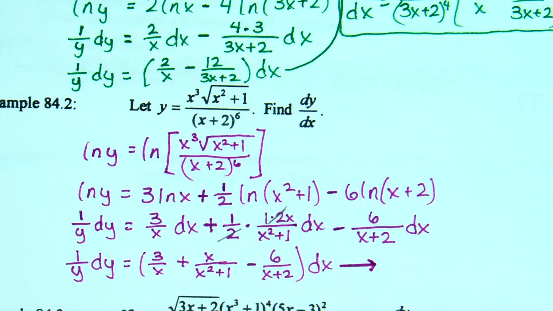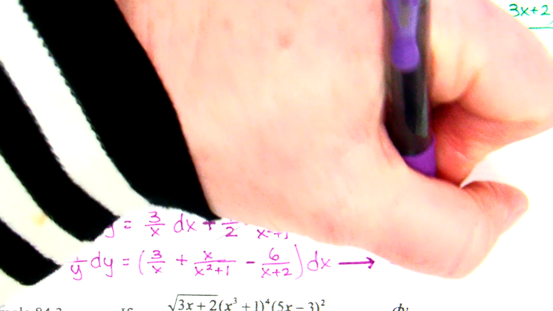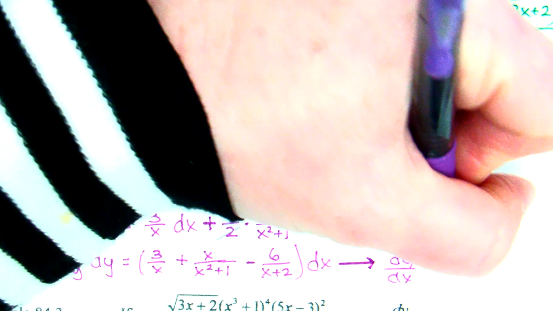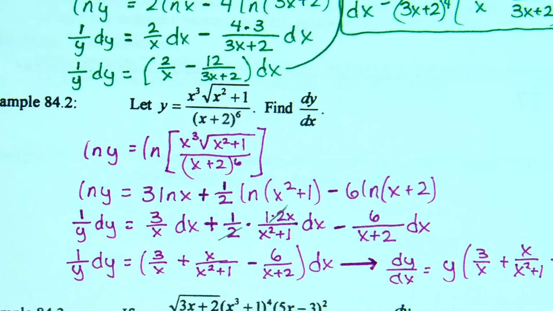Your goal is to get this dy dx, right? dy is already on the left. We need to divide the dx over and times the y over. So dy dx equals y times 3 over x plus x over x squared plus 1 minus 6 over x plus 2.